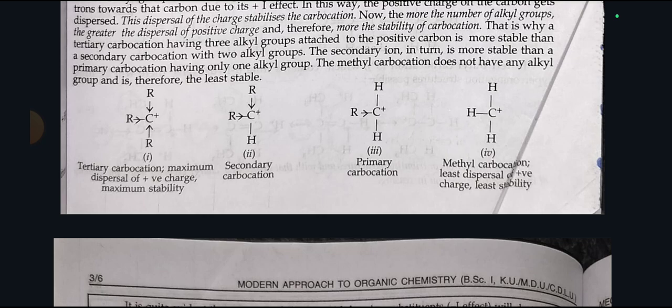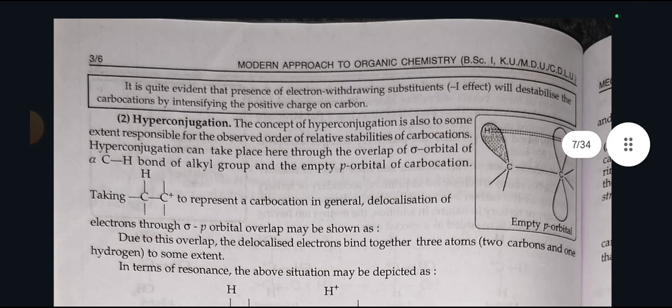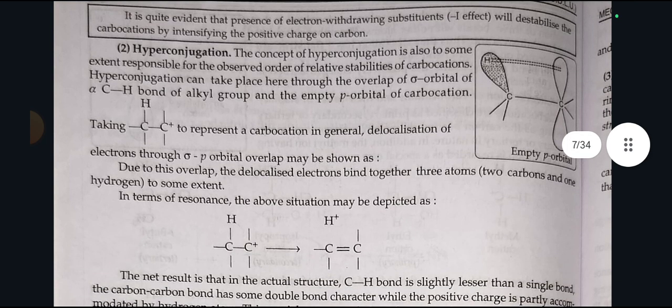R3C+ tertiary carbocation: maximum dispersal of positive charge, maximum stability. R2CH+ secondary carbocation. RCH2+ third, primary carbocation. CH3+ fourth, methyl carbocation: least dispersal of positive charge, least stable. It is quite evident that the presence of an electron withdrawing substituent, the -I effect, would destabilize the carbocation by intensifying the positive charge on carbon.